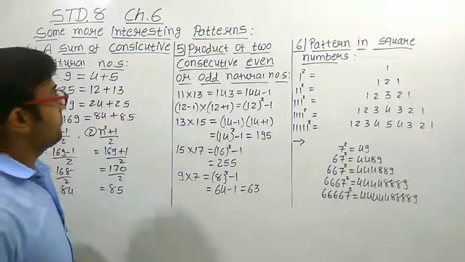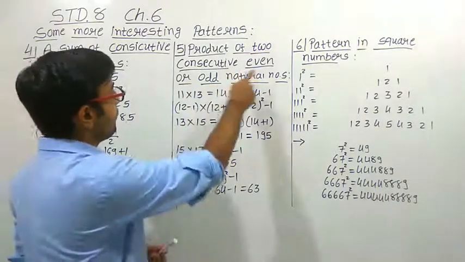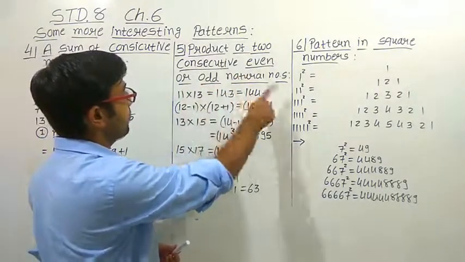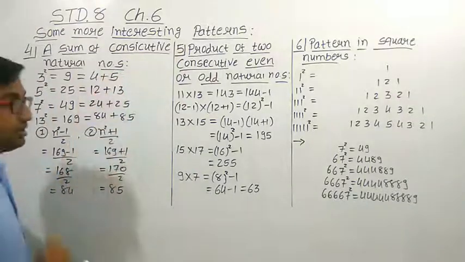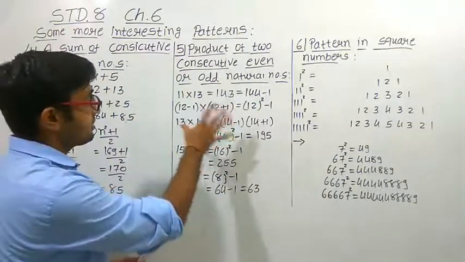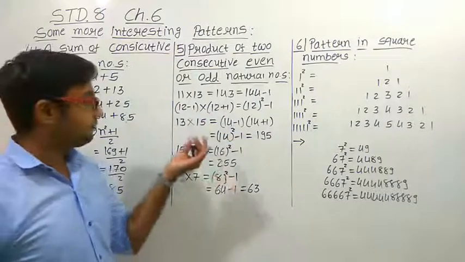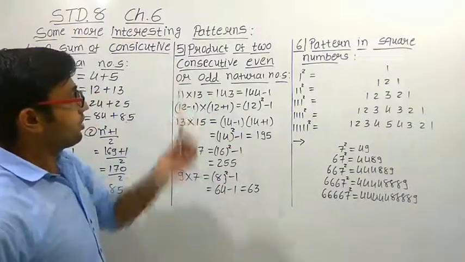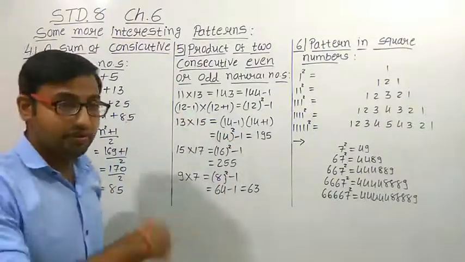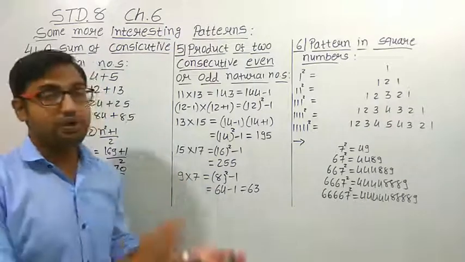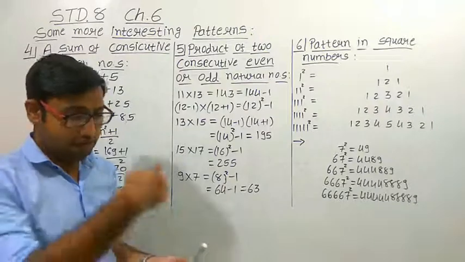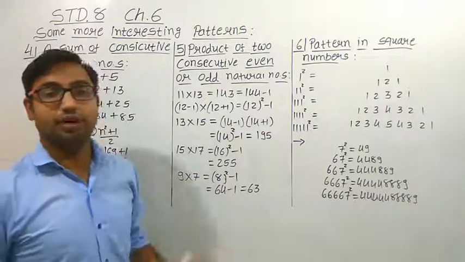Now let us study the fifth pattern, that is the product of two consecutive even or odd natural numbers. So here we studied the addition of consecutive numbers. Now we study the product of two consecutive numbers, either even or odd. They may be either even or odd, but it is not that one number we take is even and one number is odd.